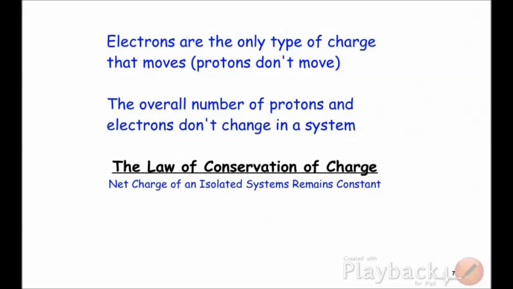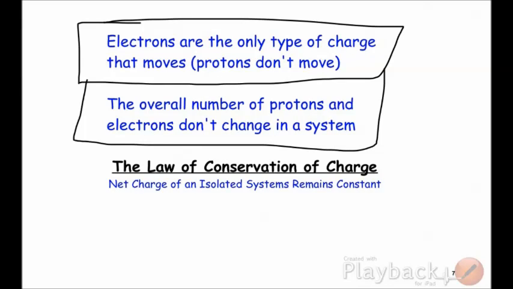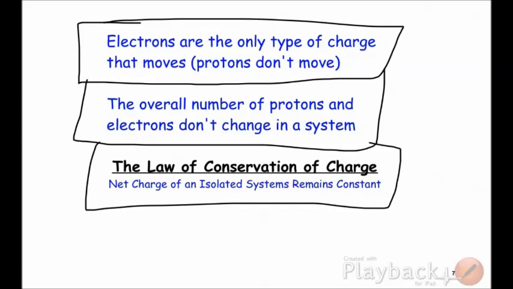Alright, so I've said this. Electrons are the only type of charge that move. Protons don't. Protons have a lot of mass. They're the core element of matter, which means they basically have to stay still. If you want to move protons, you actually have to move mass. And overall, the number of protons and electrons in a system doesn't change. So protons and electrons can move, but they don't suddenly go poof. That is known as the conservation of charge, or the law of conservation of charge.